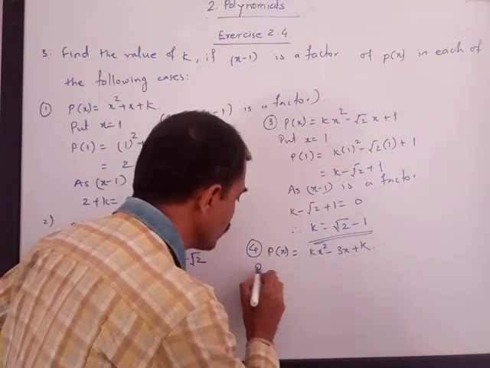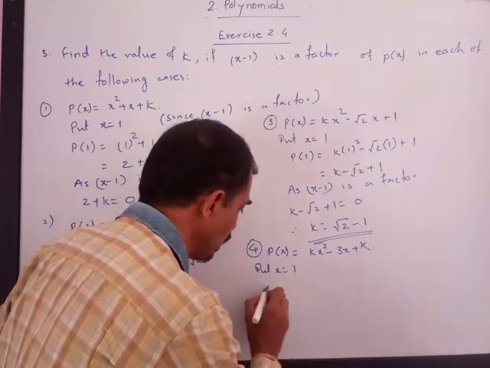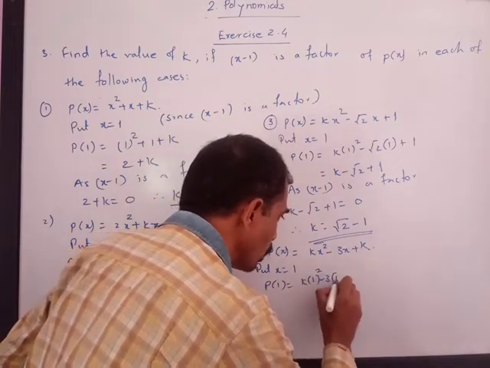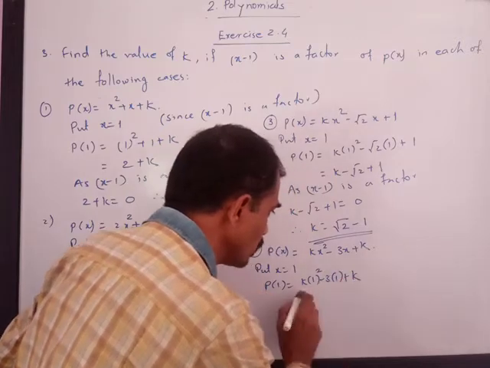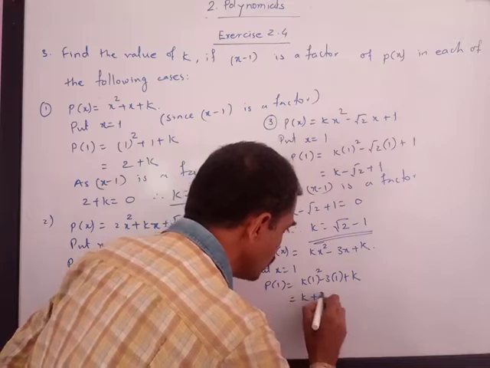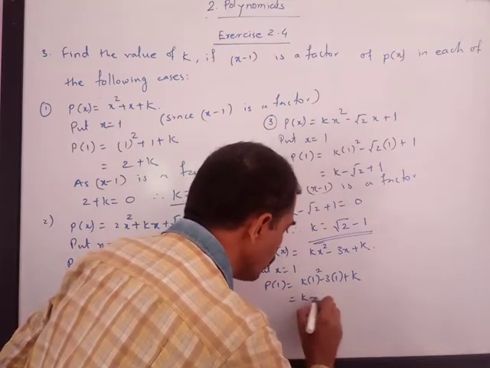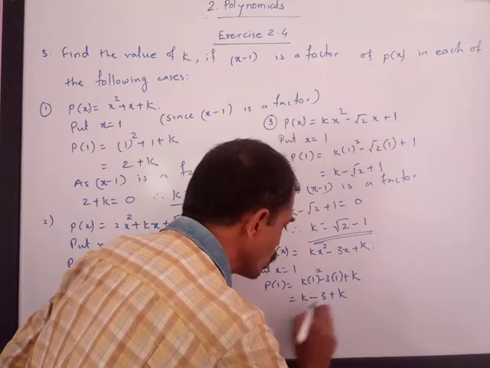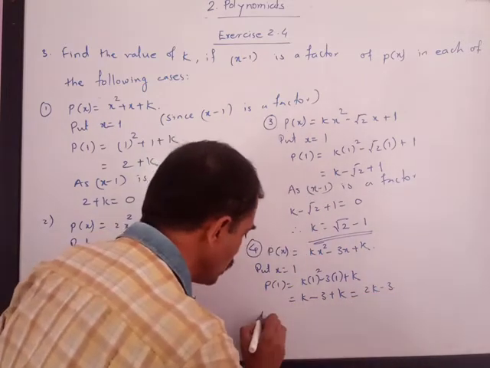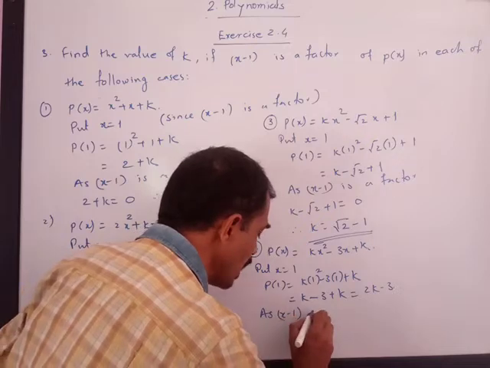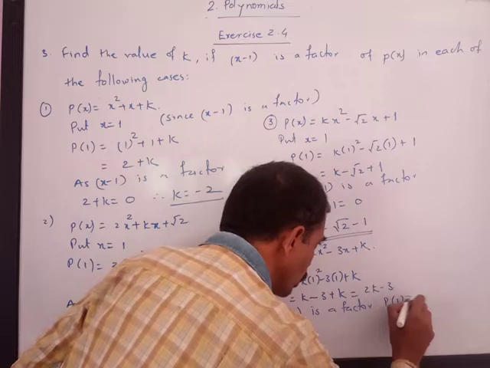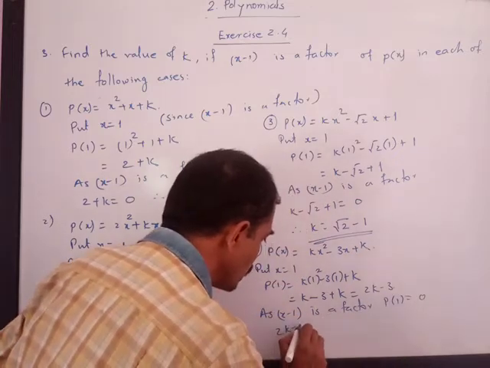In fourth, put x is equal to 1. We'll get p of 1 is equal to k into 1 square minus 3 into 1 plus k. So this will be k, so we'll get k minus 3 plus k. K plus k is 2k, that is equal to 2k minus 3. Now this value must be 0, as x minus 1 is a factor. p of 1 is equal to 0. So we'll get 2k minus 3 is equal to 0.